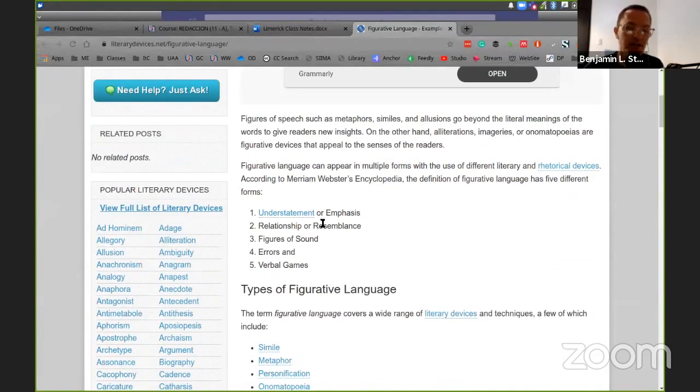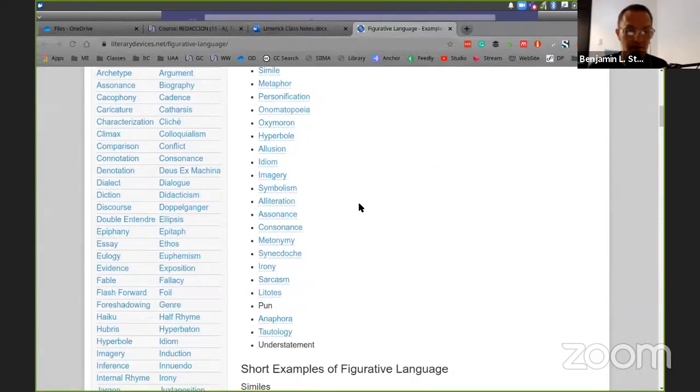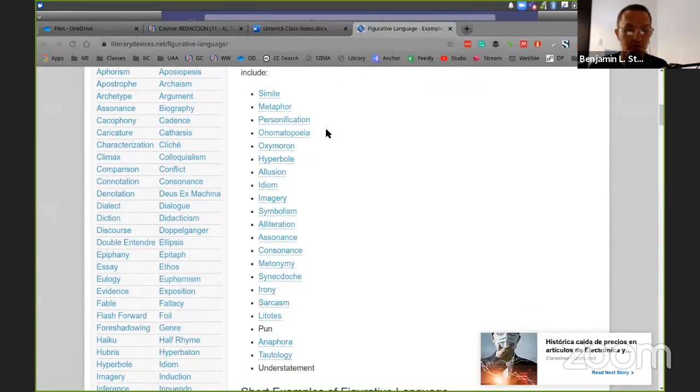Whenever you're thinking about ideas, you're thinking about a story for your limerick, and you're trying to find good uses of figurative language, this is a good source. And we're going to be looking at many different types of figurative language. And this is a pretty good list right here.